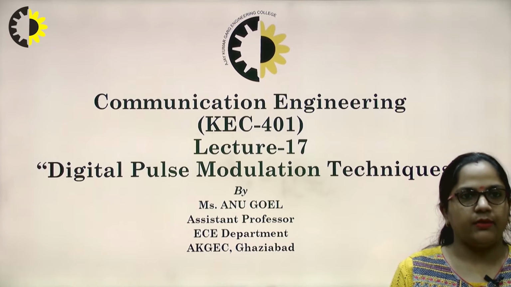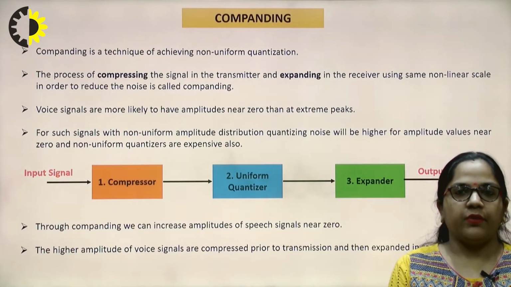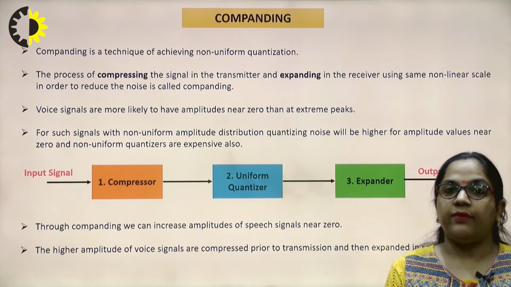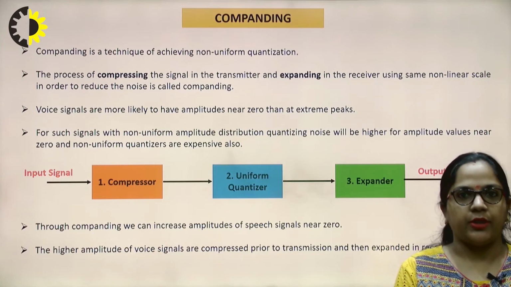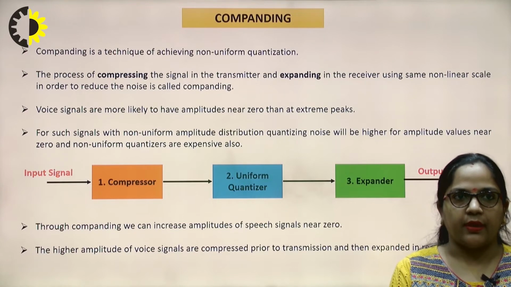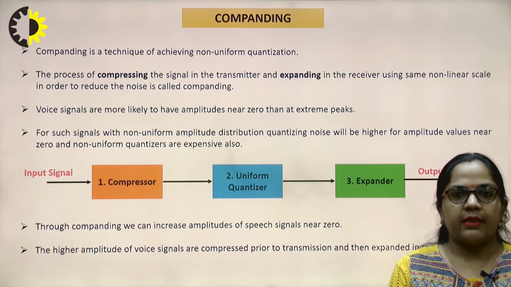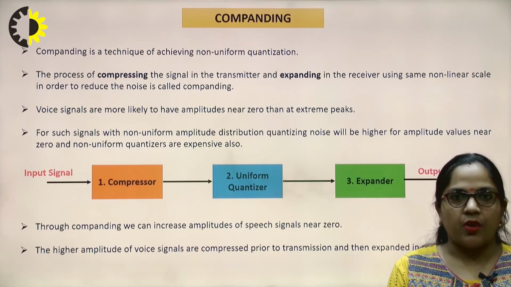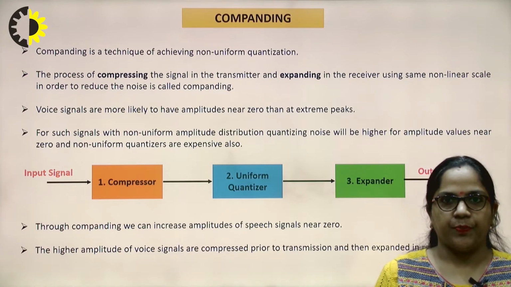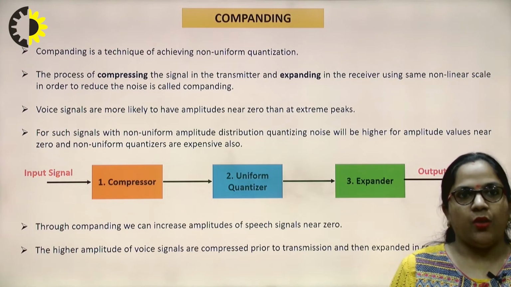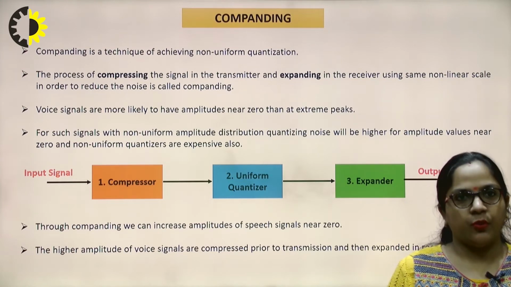So, let us start. Companding: what is the meaning of companding and why is it required in pulse code modulation or in digital modulation technique? What is the role of this companding? Companding, as the name indicates, is a combination of two words, compression and expansion. Companding is a technique of achieving non-uniform quantization.